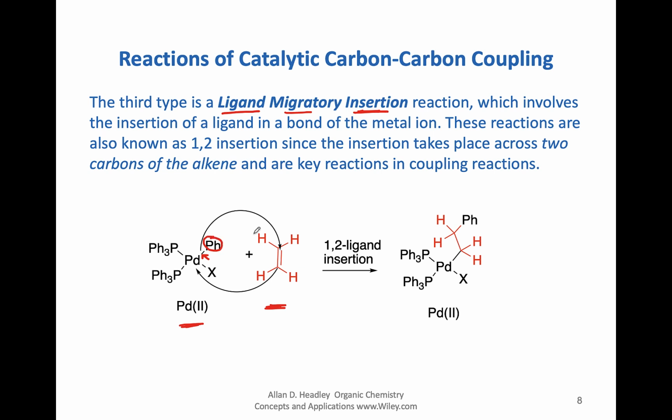Here's a phenyl. When it's done, here's a phenyl that's now bonded right here. And here is the palladium right here that's bonded right here. So it's a 1,2 insertion. You can imagine why it's called a 1,2 because we have carbon 1 and carbon 2. So it's a 1,2 insertion, migratory insertion. That's a very important reaction that's used as a part of this carbon-carbon coupling series of reactions.